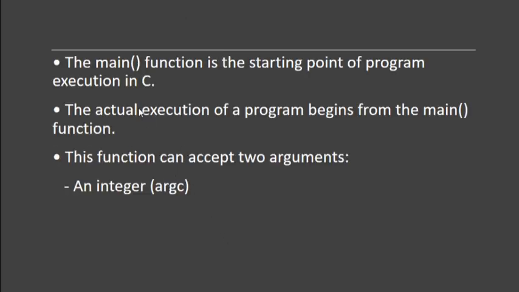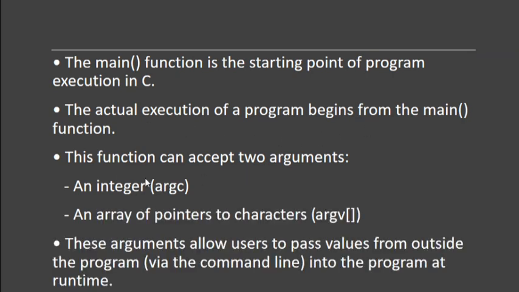Every C program starts with the main function, which is the starting point of execution of the C program. The actual execution of a program begins from the main function. The main function can accept two arguments: one is argc, the second is argv vector. These arguments allow users to pass values from outside the program, that is via the command line, into the program at runtime. While the program is executing, we can pass the parameters from the command line or IDE environment.